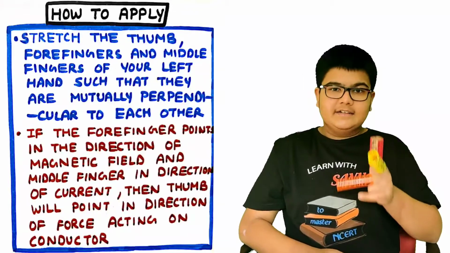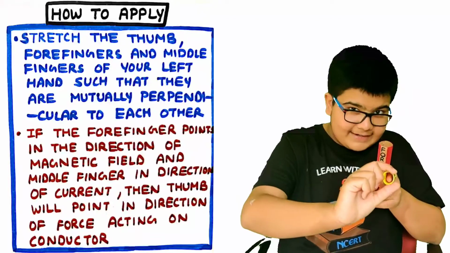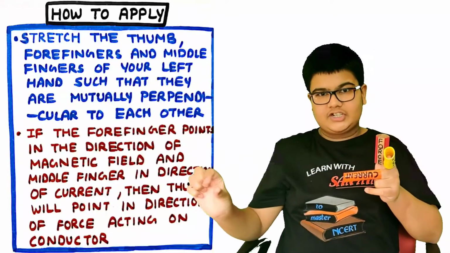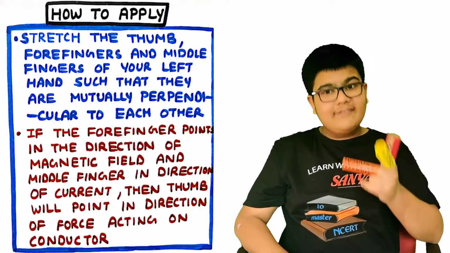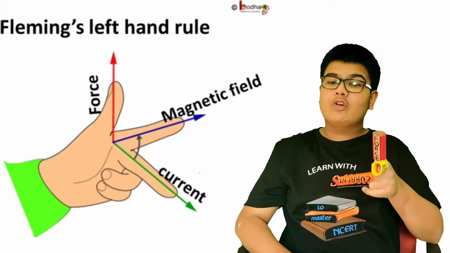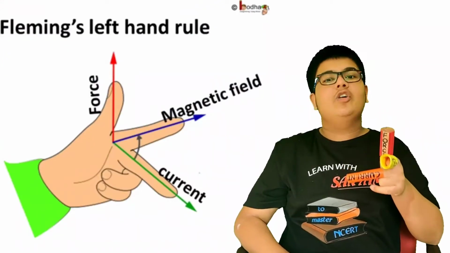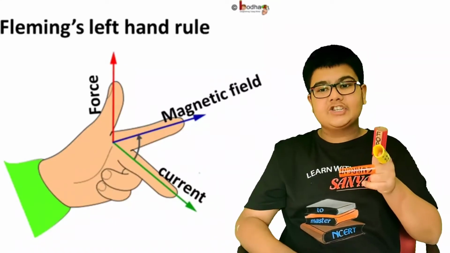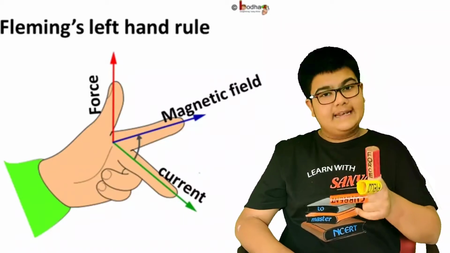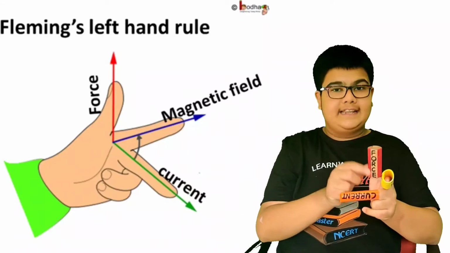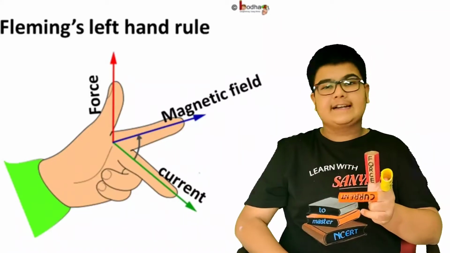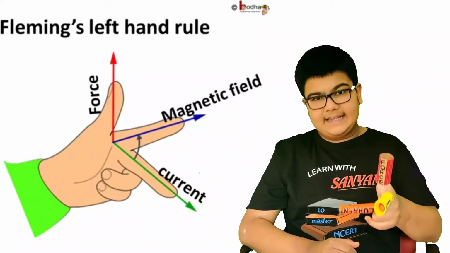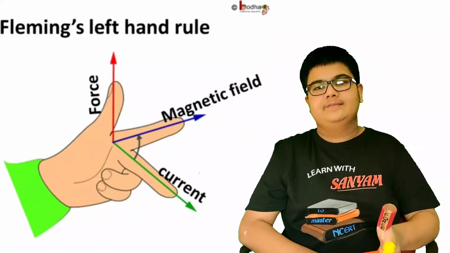Consider that the magnetic field is in this direction and the current is in this direction. The left hand rule says that if the forefinger points in the direction of the magnetic field and the middle finger points in the direction of current, then the thumb will point in the direction of force acting on the conductor. So, in this case, the force is acting in the upward direction.